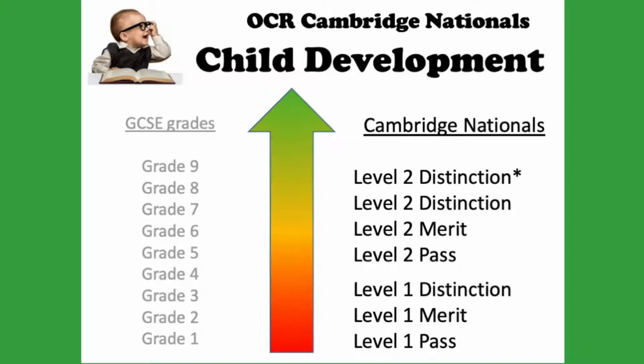I'm Mrs Fishlock and I teach child development. The OCR Cambridge National Child Development course has the full range of grades that a GCSE course will have, right down from a pass at level 1 all the way up to a level 2 distinction star, which is sort of the top of the GCSE range of level 9.